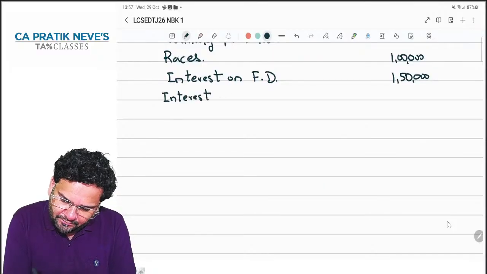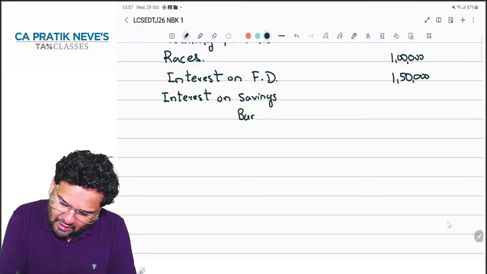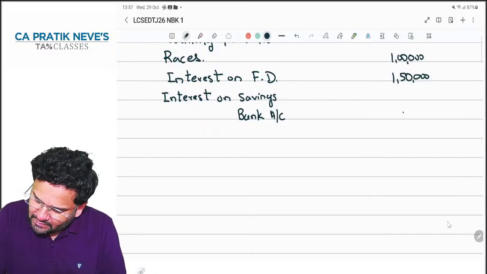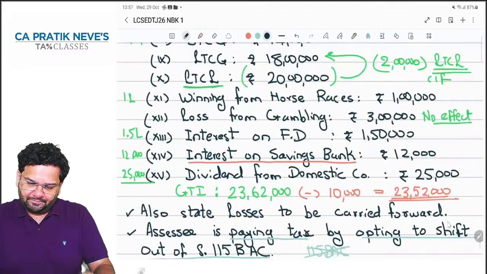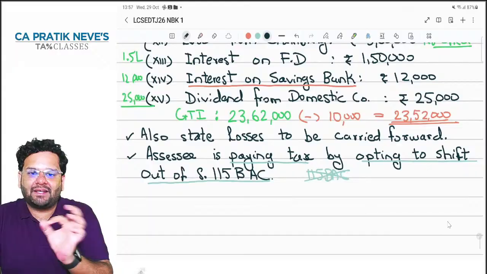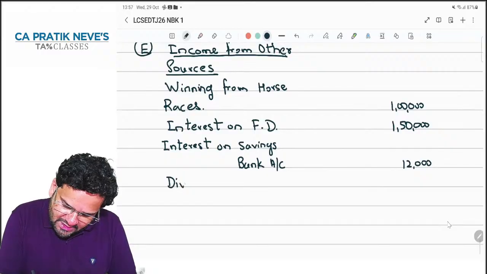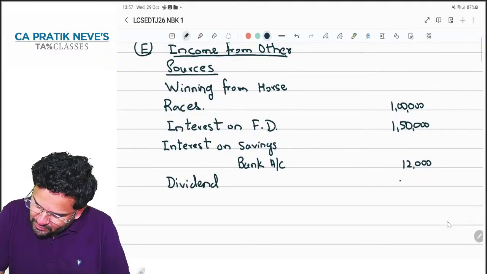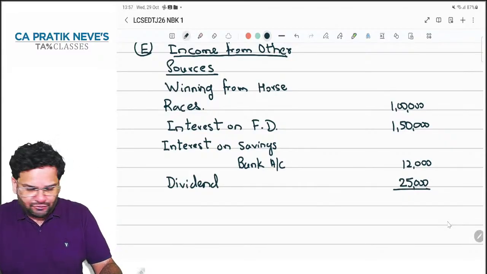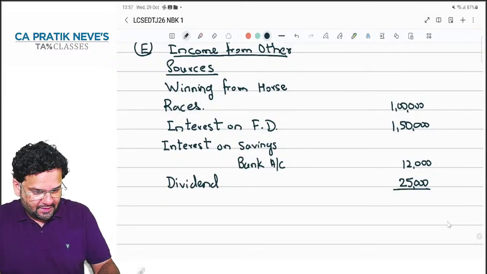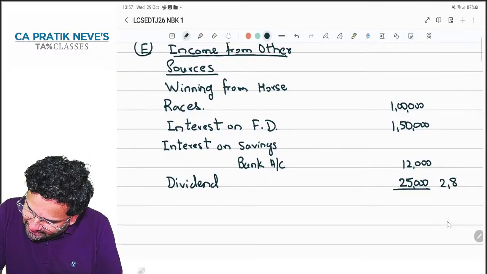Interest on savings bank account is, friends, 12,000. And then what do you have? You have dividend from domestic company, which is 25,000. Now take the total. This will be your income from other sources. Are you getting income from other sources as 2,87,000?